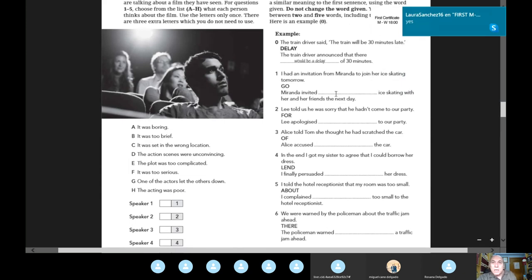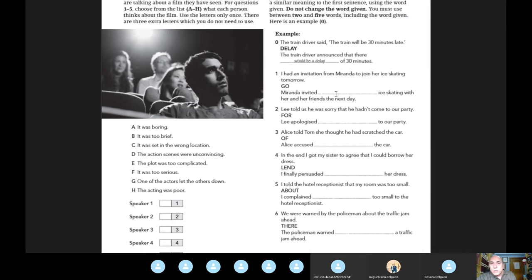So let's begin by checking. As always, zero is the example, so they give you the answer. But let's begin with number one. I had an invitation from Miranda to join her ice skating tomorrow. And then you have to write a very similar sentence using go. Miriam invited what? What did you write in the space in blank? Can you send me your message?